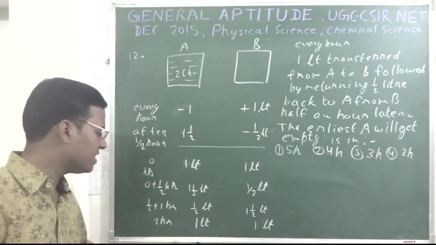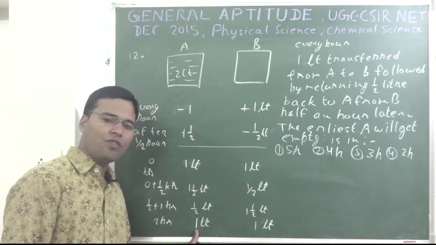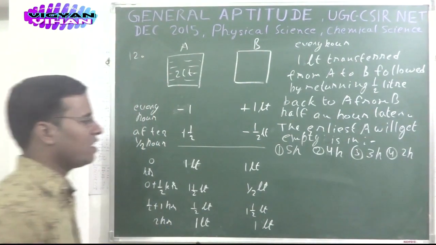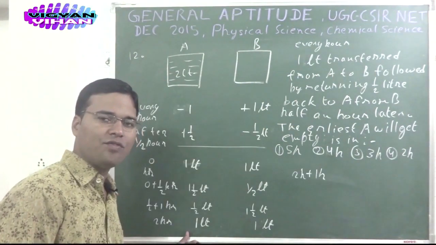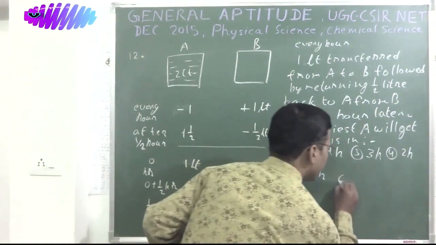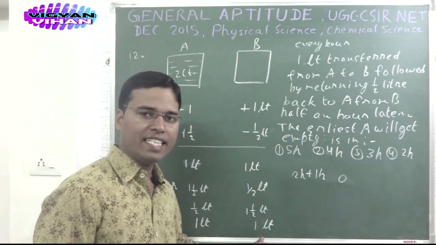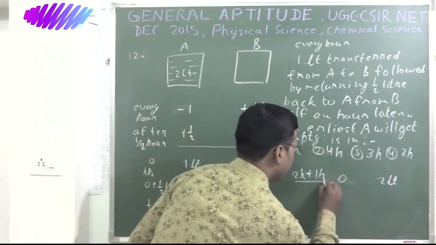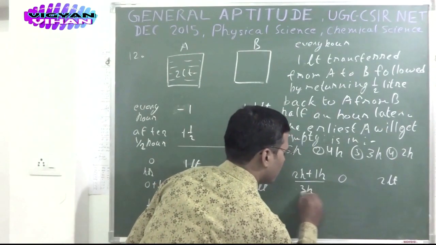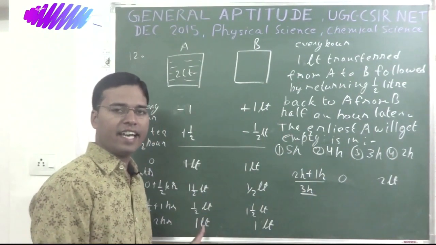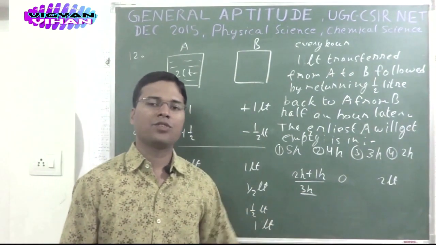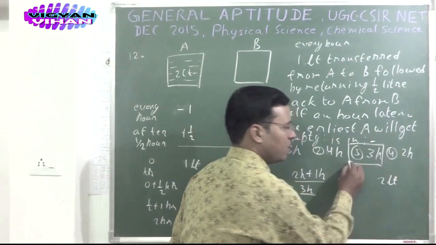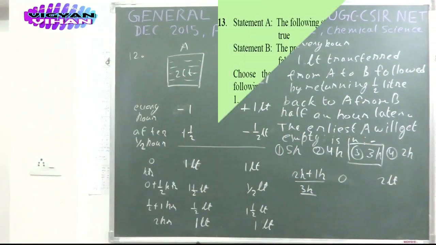After 1 additional hour, 1 liter of water is transferred to B. So 2 plus 1 hour. The quantity of water here is 0. 1 liter is added here, so here it is 2 liters. Here the total time duration to empty the container A is 3 hours. So the correct answer of this problem is option 3, 3 hours.